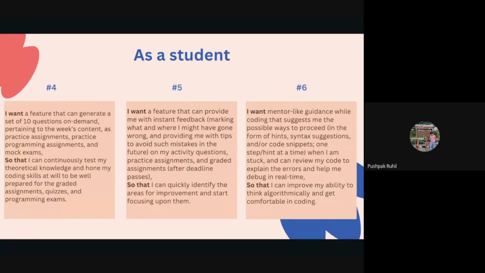Then the user stories include that we want to generate questions on demand, AI-generated questions to help students learn. This would also make sure that the questions are different from other students, so it would include more vast learning materials. This would also help continuously test the knowledge. The other user stories would include feedback: using AI to focus on the pain points of that particular student, and mentor-like guidance while coding, giving small hints towards syntax and errors while submitting the code, etc. Now we have three more as a student.